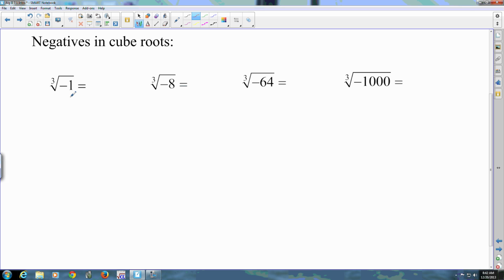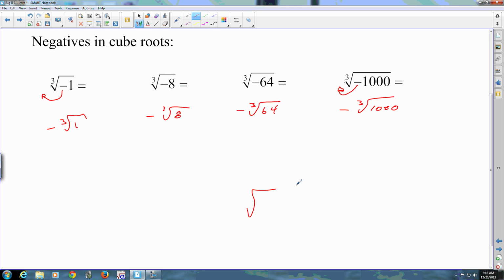If you like, what you can do is pop the negative out. Negative cube root of 1, negative cube root of 8, negative cube root of 64, negative cube root of 1,000. Because you know your answer is going to be negative, so this thing can just pop outside.